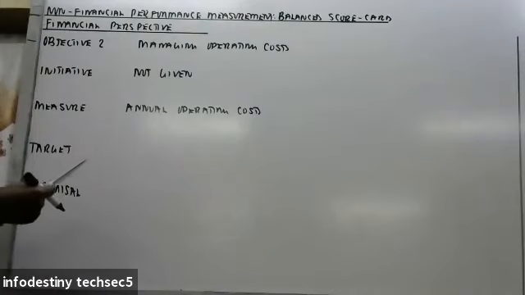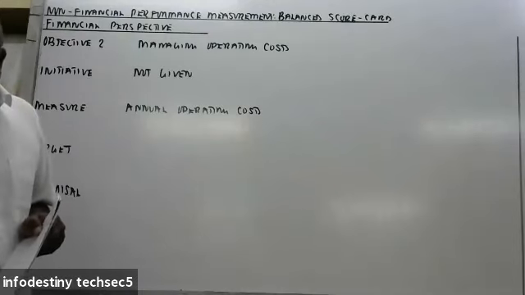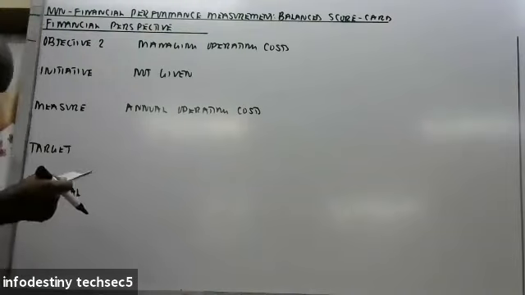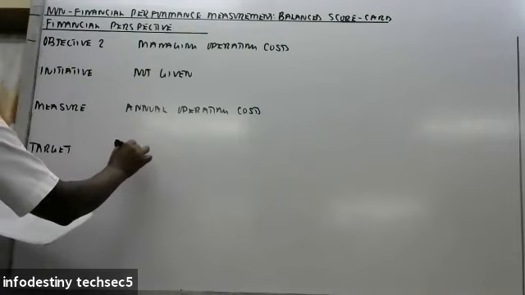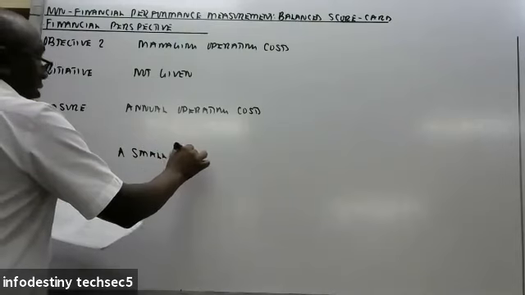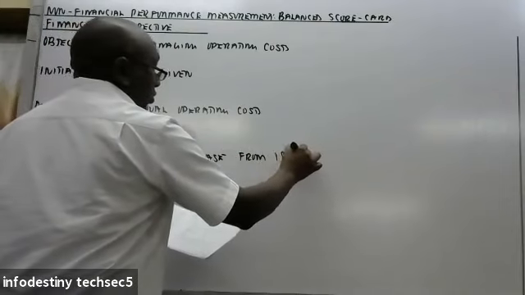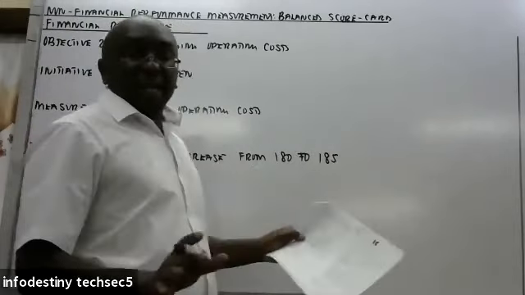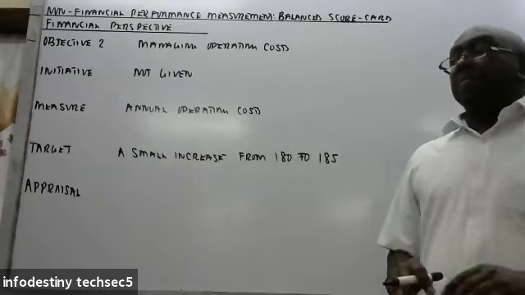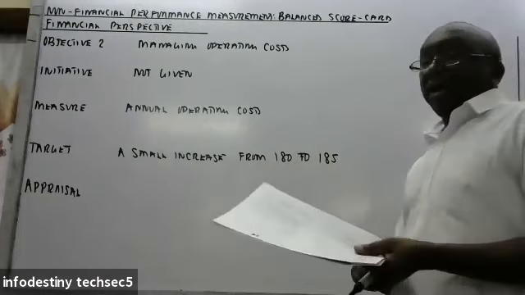Target, you can see it is given. Target is to reduce, not to reduce, is to increase. A small increase. This one we can call it a small increase, from 180 to 185. So we just want to manage these costs. We are not seeking to reduce them, but we allow a small increase from 180 to 185.